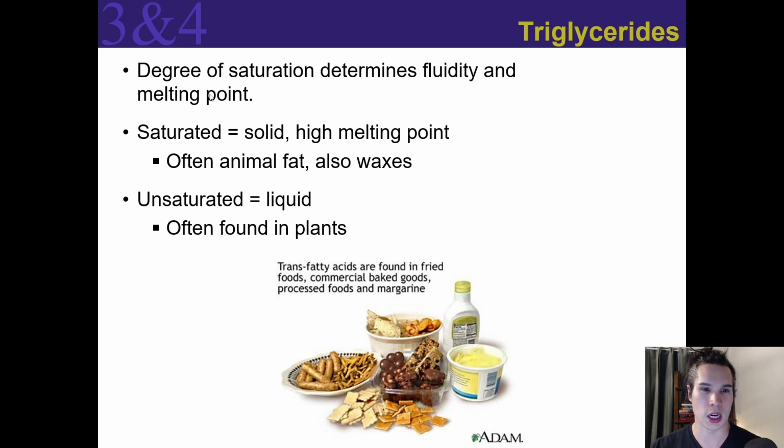All right, so let's talk about the degree of saturation. The more double bonds you have, that's going to determine your fluidity and melting point. So usually the more polyunsaturated it is, the more fluid it is, the lower the melting temperature. Typically your saturated fats are going to be solid at room temperature, and they're going to have a very high melting point. So you're going to typically find your saturated fats in animals and waxes, for example, solid at room temperature. Now your unsaturated fats are typically going to be liquid at room temperature, and they're often found in most plants.